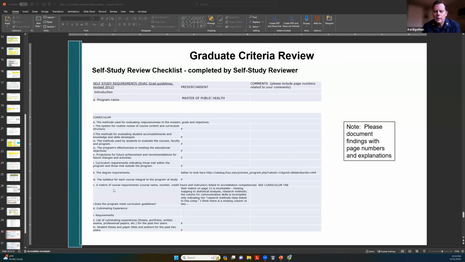Okay, so, and again, my head is still in the new guidance. So, this is maybe a little less prescriptive than what you're doing for undergrad. Looking at these requirements, are they there?